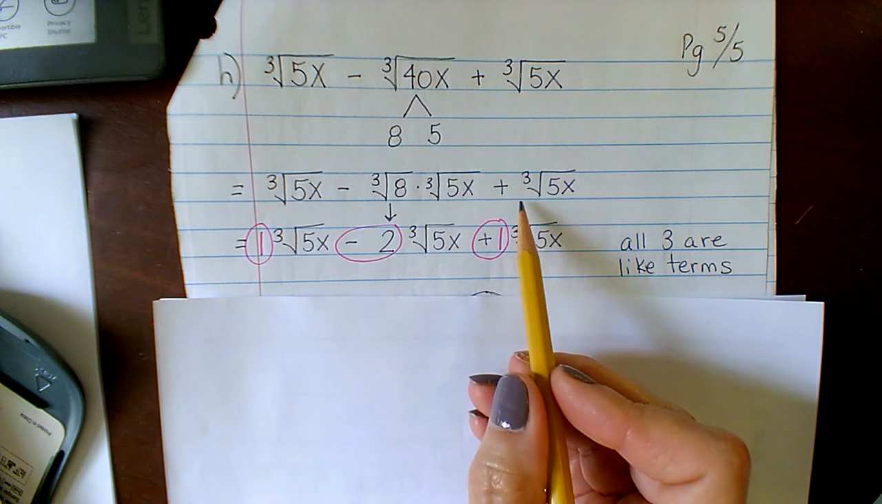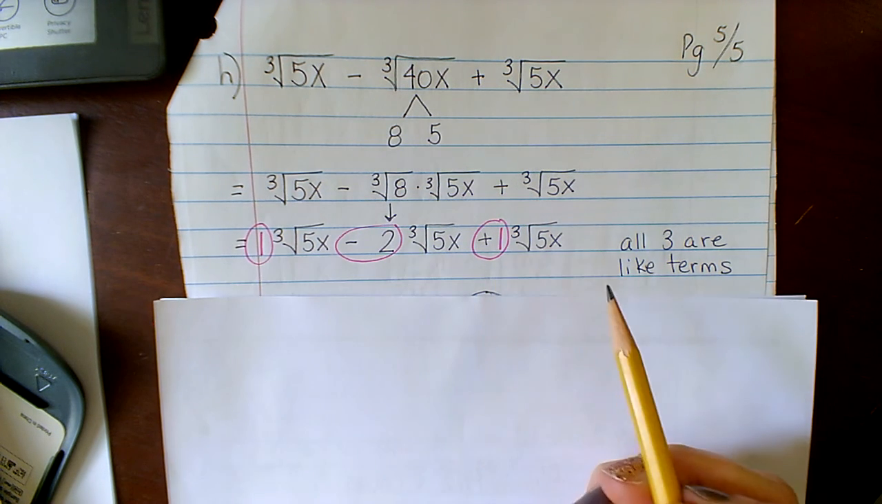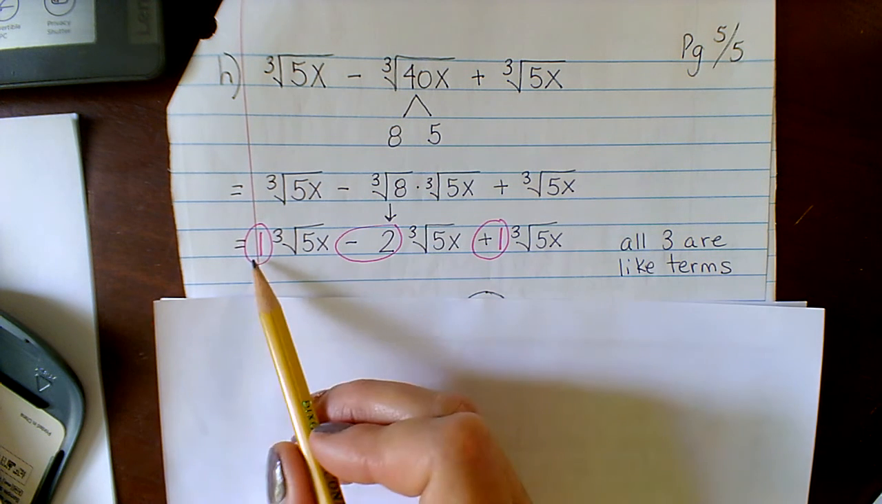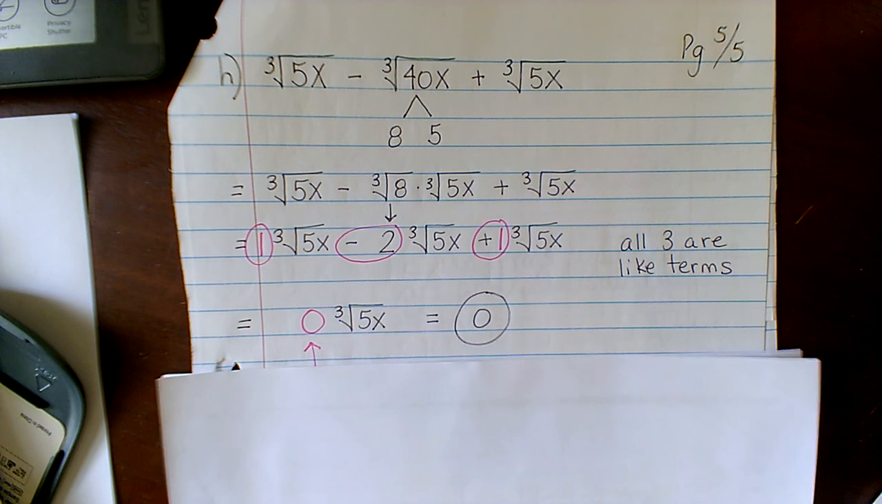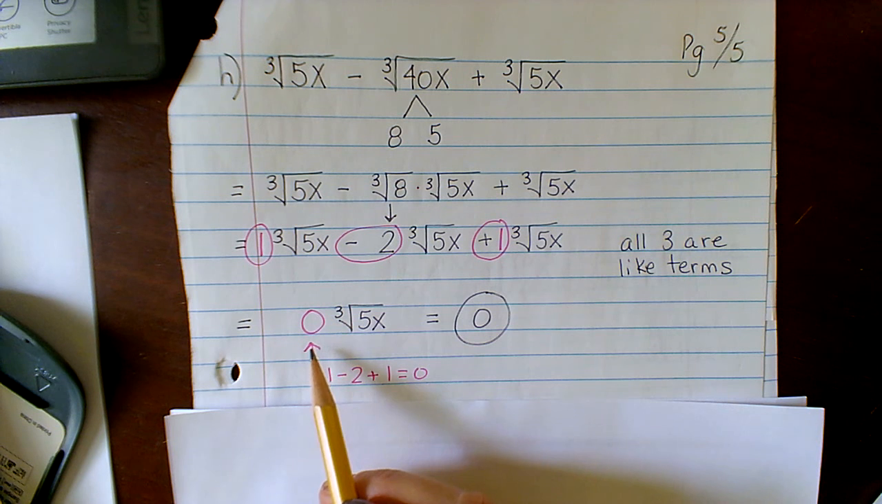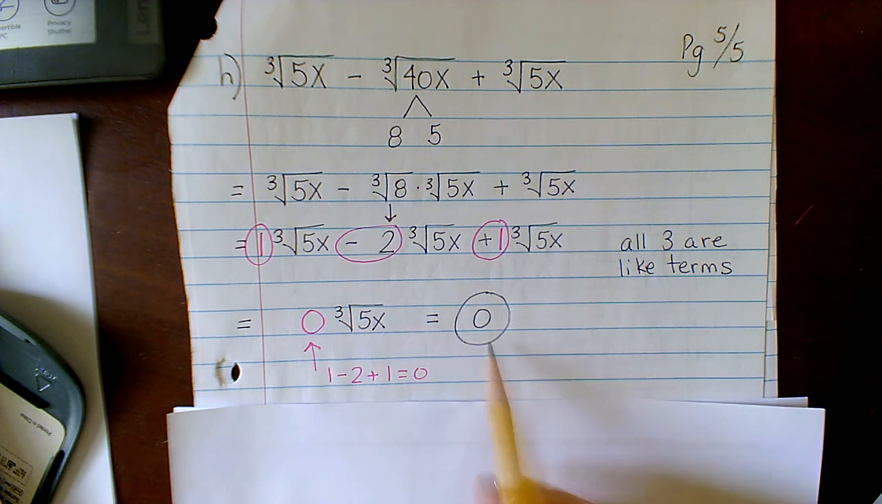These two didn't have any coefficients written, so we know those are just understood ones, so I wrote those in there just to help you. So we get 1 plus 1 minus 2, which is 0. So we have 0 times the cube root of 5x. That's just 0.